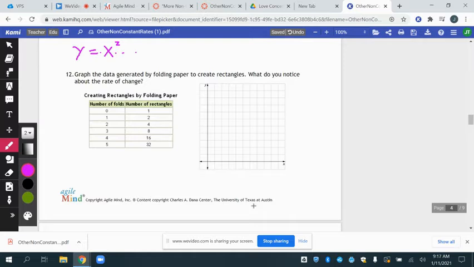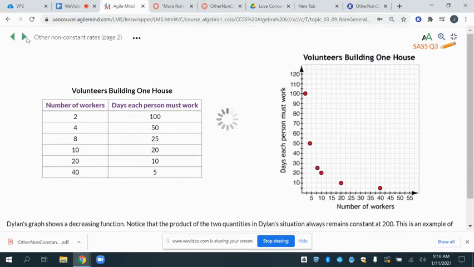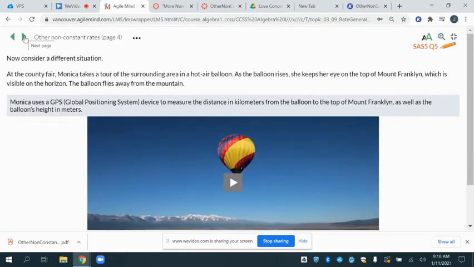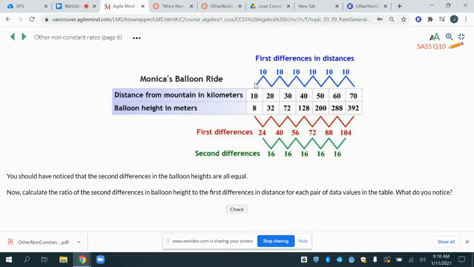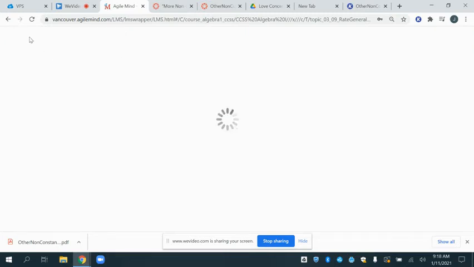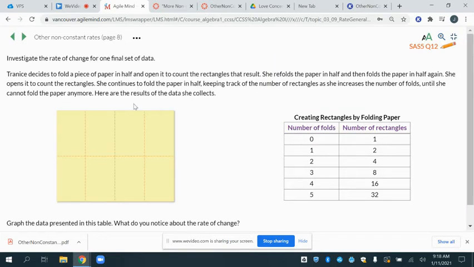Okay, now we're going to graph data created by folding paper to create rectangles. Okay, so I take a piece of paper. Let's find out what they're talking about. We did this. We did that. Oh yeah, there's the hot air balloon. Here's the table. And look at that, first and second differences. We're just filling out what they said. And there's the quadratic function. That's the one I just wrote out. Y equals ax squared plus bx plus c. Yeah, whatever. And now we're moving on to folding a piece of paper.